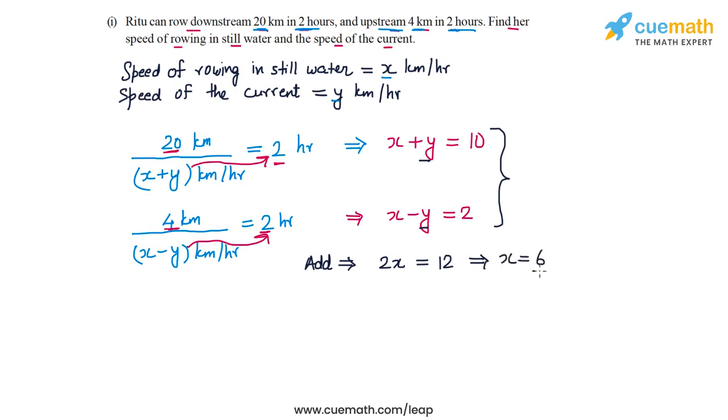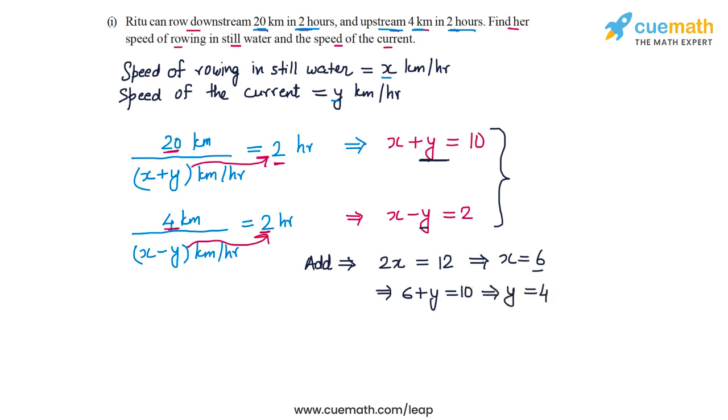And now substituting this value of 6 into any of these two equations, we get the value of y. So if we substitute this into the first equation, x plus y equal to 10, we will get 6 plus y equal to 10, and this means that y is equal to 4.